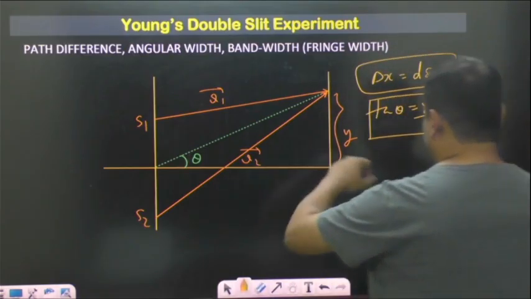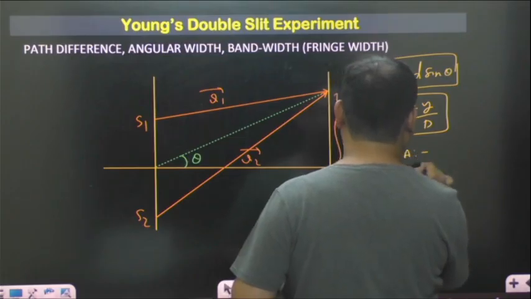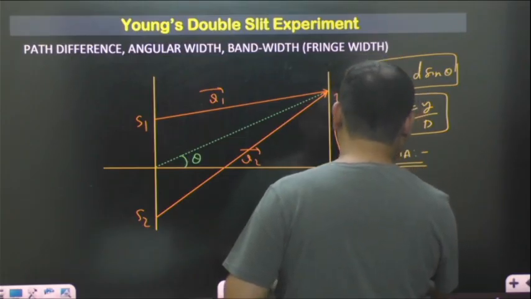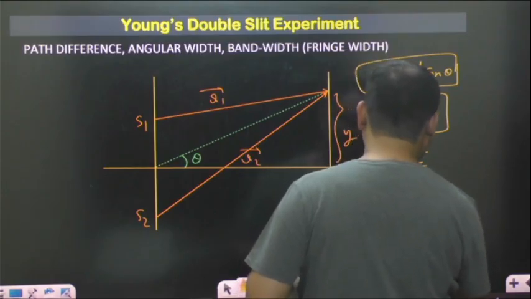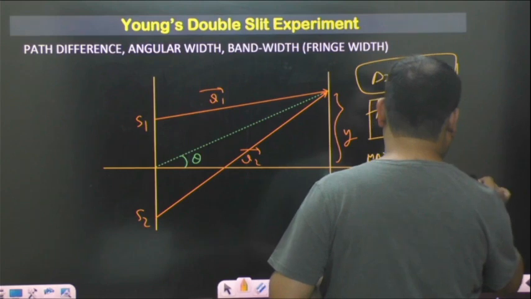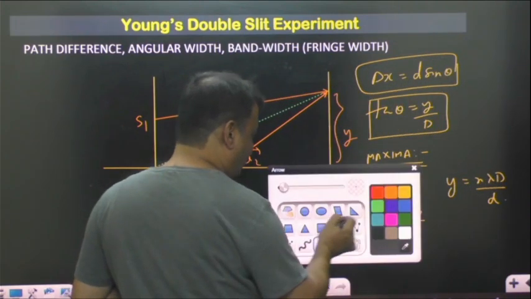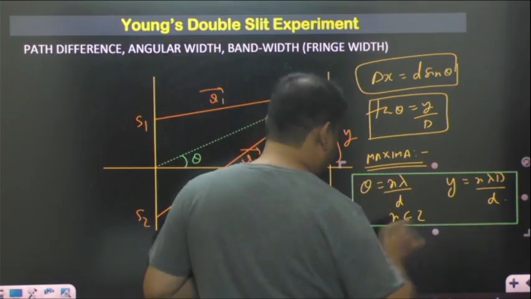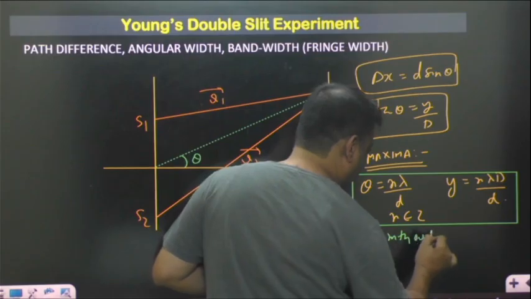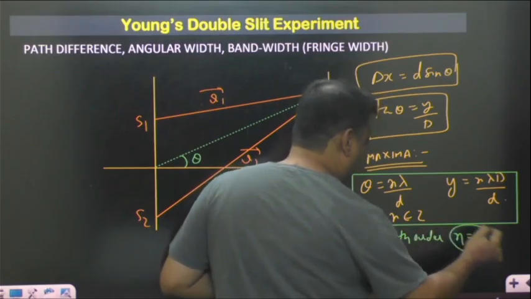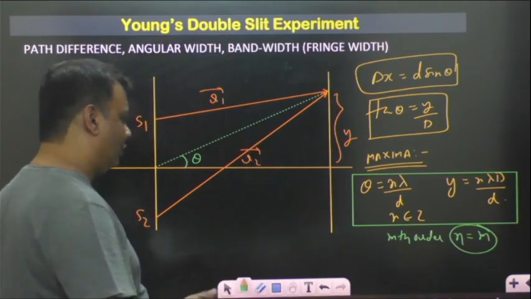Number 3, for maxima, we have the angular position as n lambda by small d, where n is of course an integer, and y is equal to n lambda capital D by small d, right? N will tell you the order of the maxima. Like for mth order maxima, n will be equal to m. Like for the first order maxima, n will be 1. For the second order maxima, n will be 2, and so on.